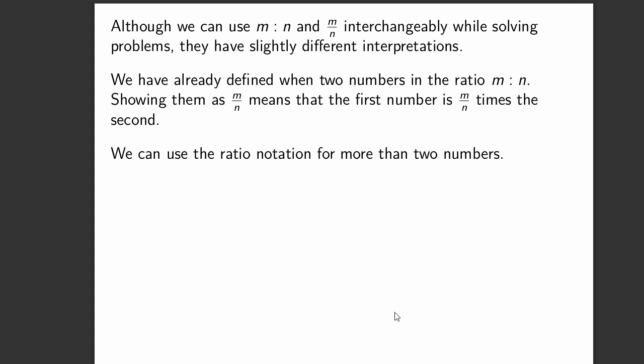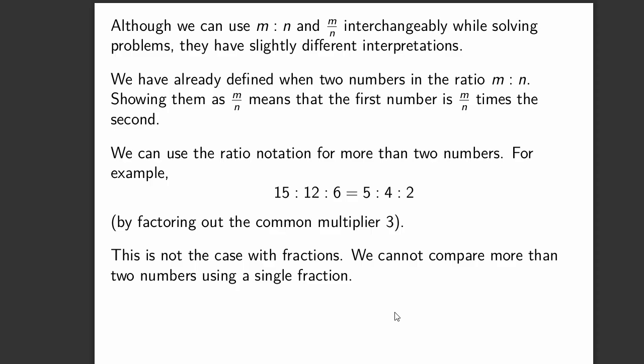There is one advantage of using the ratio notation, and it is that the ratio notation can be used for more than two numbers. For example, the ratio of 15 to 12 to 6 is equal to 5 to 4 to 2 when we cancel out the common multiplier 3. This is not possible with fractions. We cannot compare more than two numbers using a single fraction, and therefore using ratio notation is sometimes advantageous.